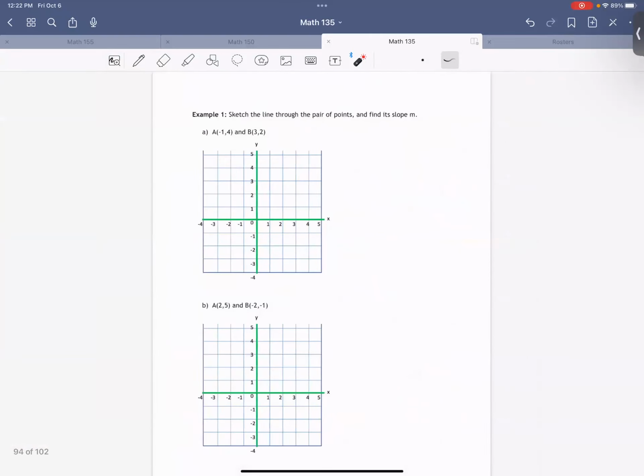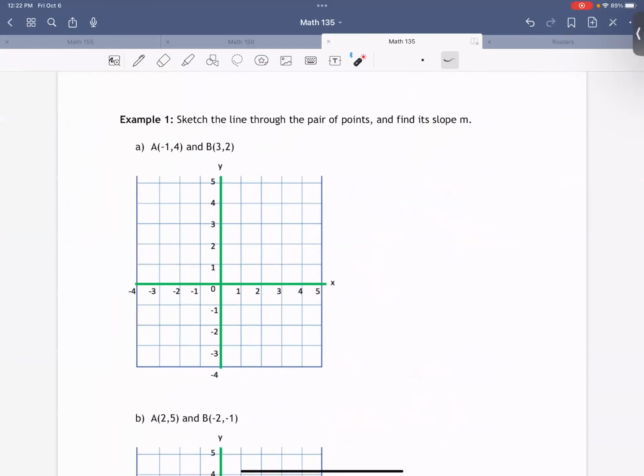Okay, let's do example number 1. This one is asking me to first sketch a line through the points and also find the slope. My first point is -1, 4, so I'm going to plot that up here. My second point is 3, 2. I'm going to plot that here. And to complete my line, I just have to draw a line through my 2 points. Any preference on which one should be x1, y1 and x2, y2? No. Let's just make the first one x1, y1. That seems easy. x2, y2.